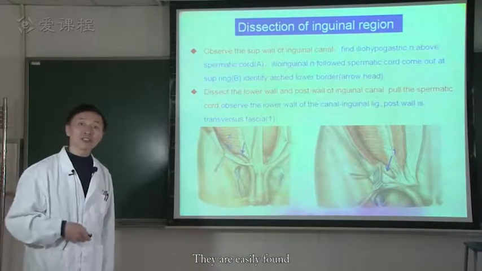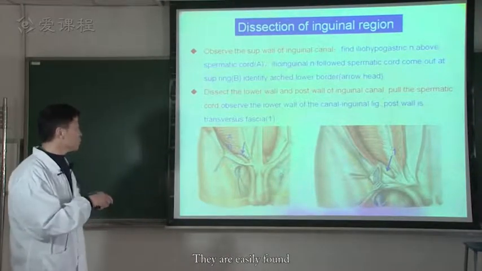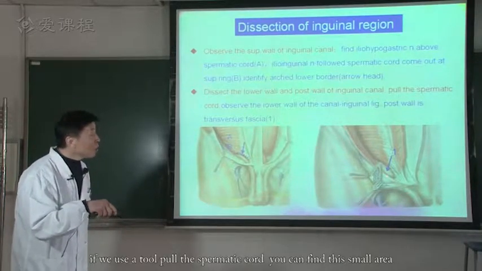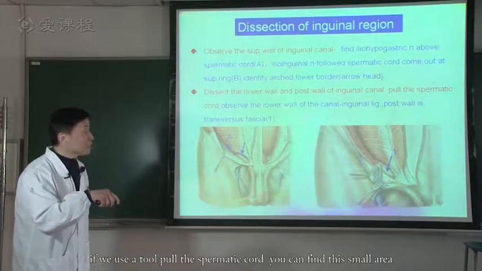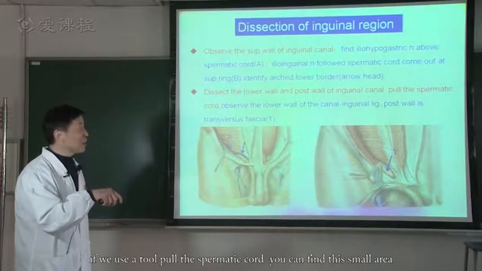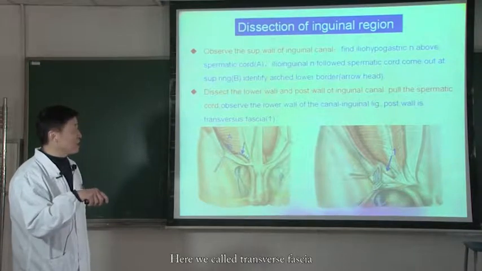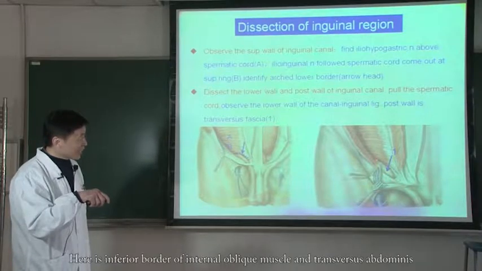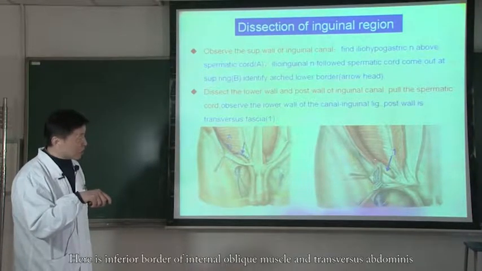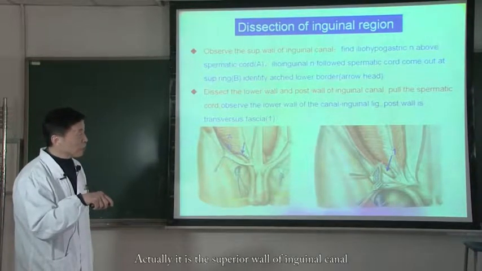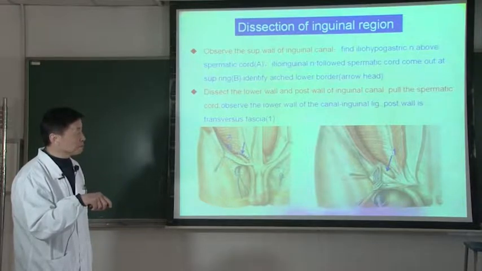So, easily to find. If we use a tool to pull the spermatic cord, you can find this small area. Here we call the transverse fascia. Transverse fascia. Here is the inferior border of the internal oblique muscle and the transverse abdominis muscle. Actually, it's the superior wall of the inguinal canal.